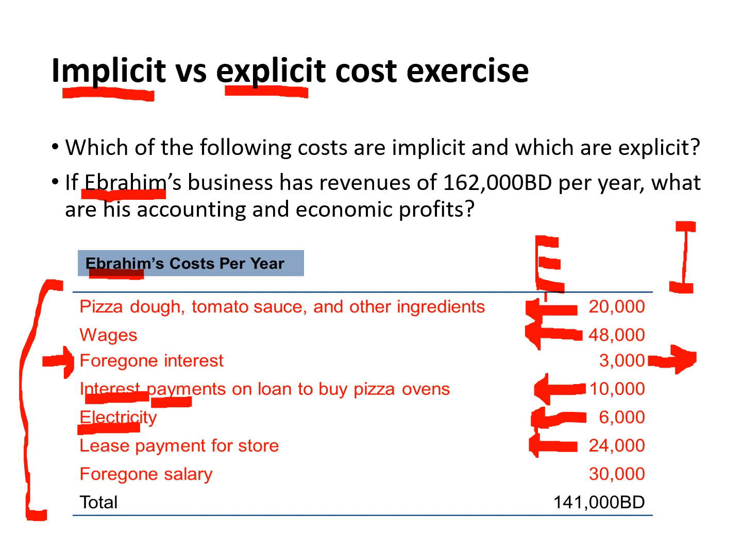Then we have foregone salary. That is the salary that Ibrahim himself could have earned if he had kept his job working, maybe making pizza for somebody else or working in a different restaurant, okay? And because he's not paying money for that, it is an opportunity cost or an implicit cost. So I'll put a little arrow over there into the implicit side.